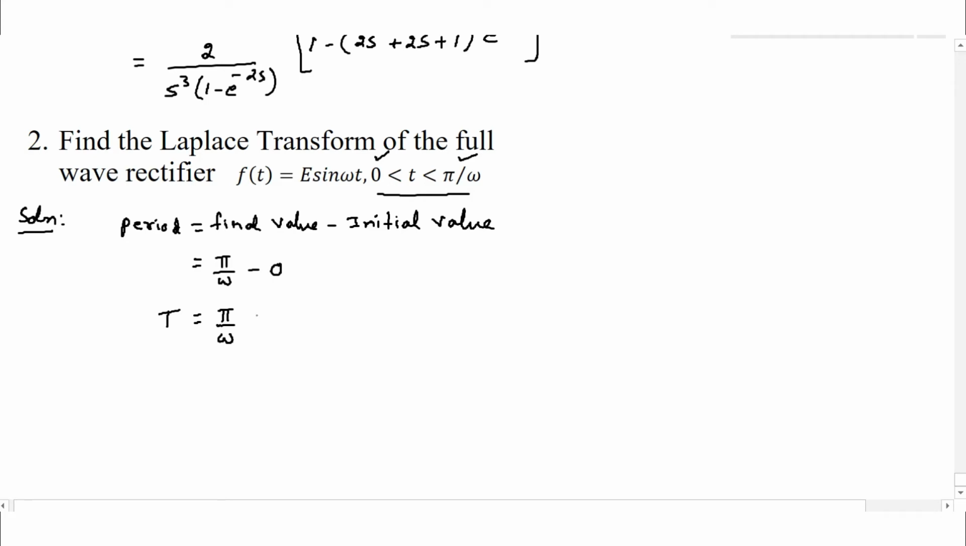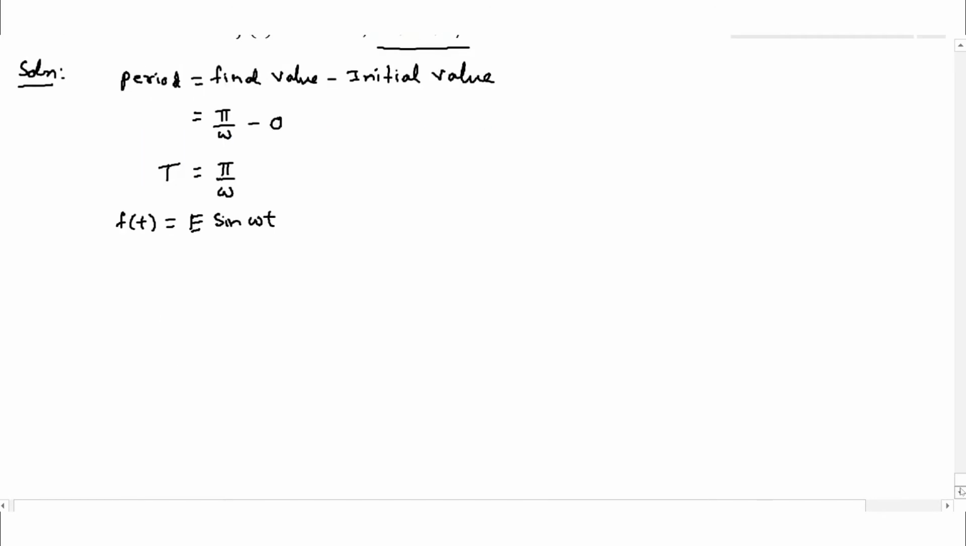So T value is known, it is pi by omega, and it is given that f of t is nothing but E sin omega t. So let us use the formula and try to solve this problem. So we have the formula: L of f of t is equal to 1 by 1 minus e power of minus sT, integral of 0 to T, e power of minus st f of t into dt.